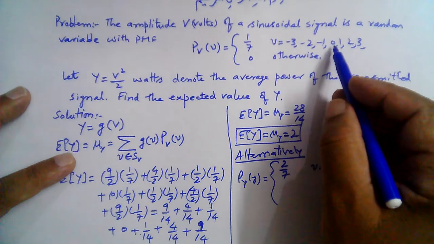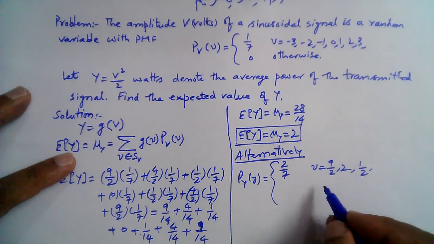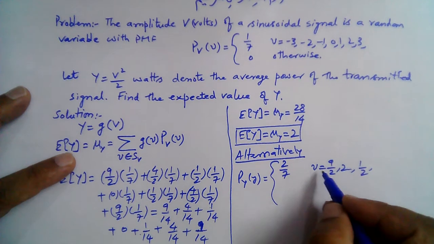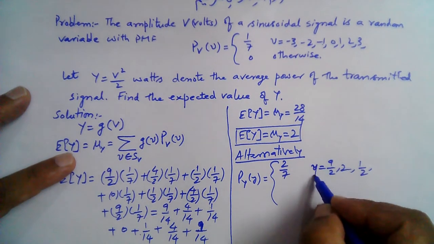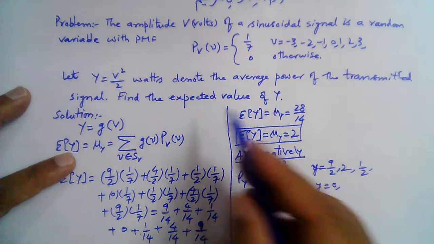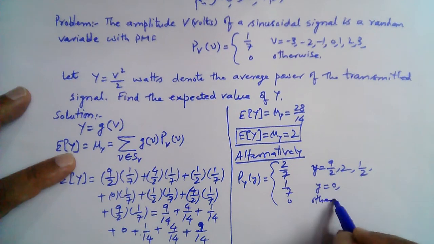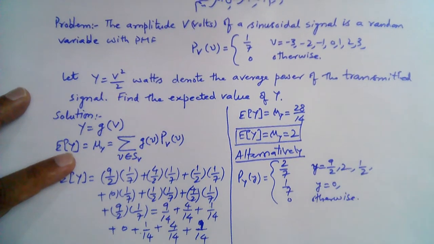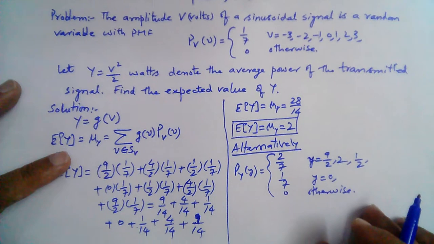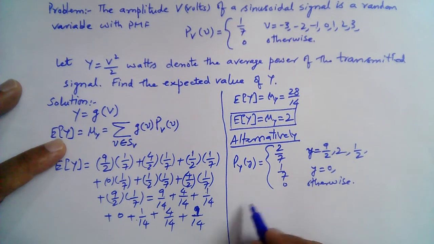However, when v is equal to 0, then y is also equal to 0. Sorry, this should be y here. So when y is equal to 0, the probability is just 1 over 7, and it is 0 otherwise. So from here also we can calculate the expected value of y.